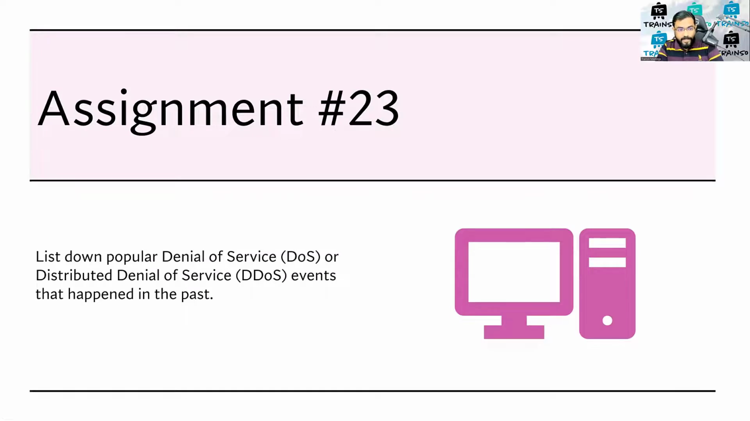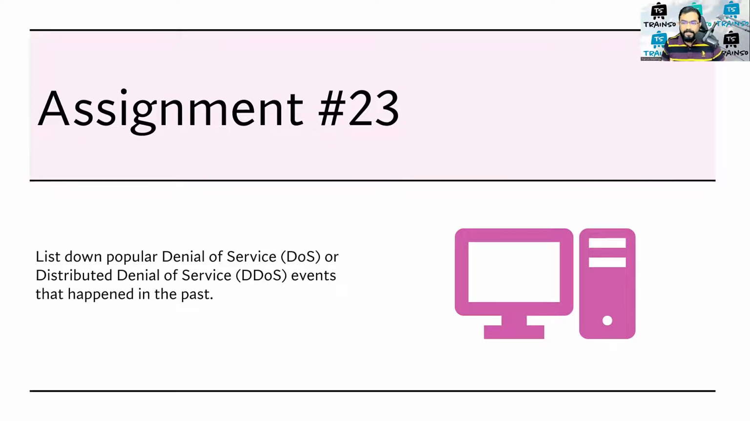As assignment 23, you can list down popular DOS or DDoS events that happened in the past. So now tell me, what is this DDoS? DOS is denial of service. DDoS is distributed denial of service, which means that even if you have configured rate limiting based on IP addresses, hackers will do it from a lot of different systems, a lot of different IPs from all across the globe. So a simple IP-based approach will not work here.